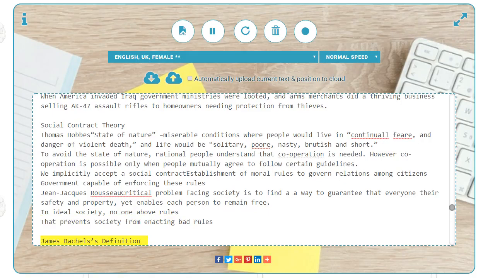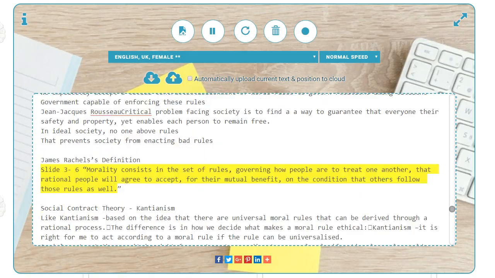James Rachels's definition. Morality consists in the set of rules, governing how people are to treat one another, that rational people will agree to accept, for their mutual benefit, on the condition that others follow those rules as well.